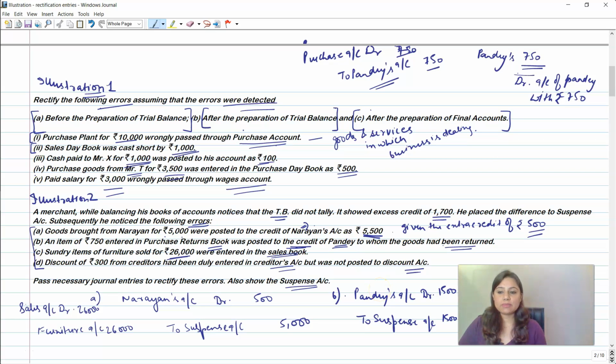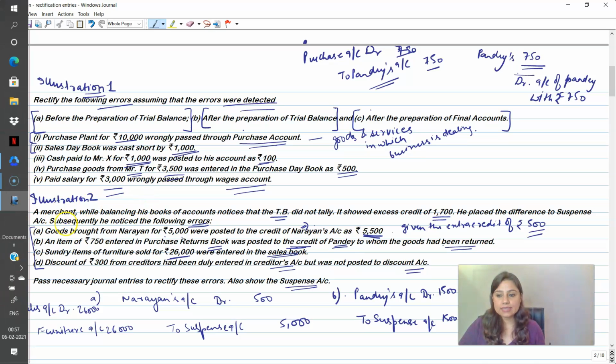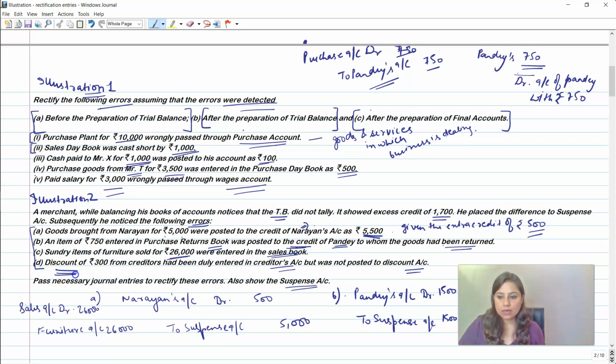So this is again, as is very much evident from the point itself, a single-sided error, because one impact has already been brought into the creditors account, and in order to bring the other impact, we would be involving the suspense account and correcting it through that. So this is a discount received from creditors. Because it is a discount received, that means it is an income that has been received. So we will be crediting the discount account and debiting the suspense account with this amount in order to bring the rectification effect.